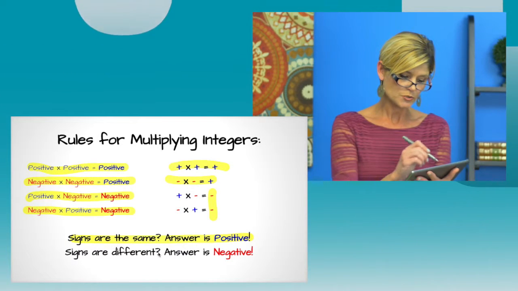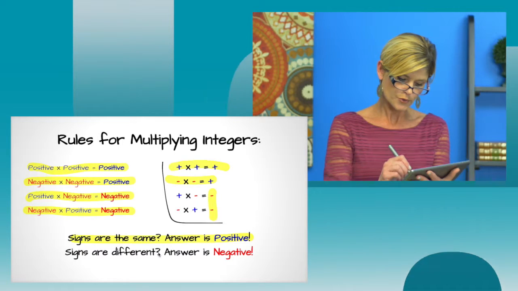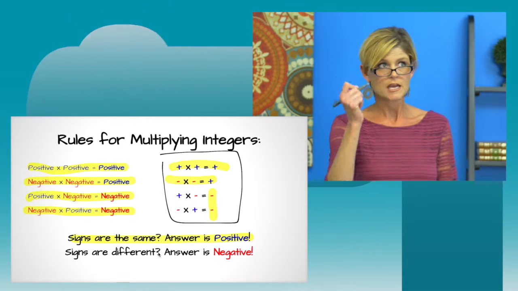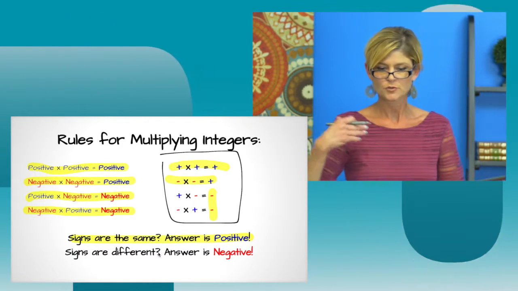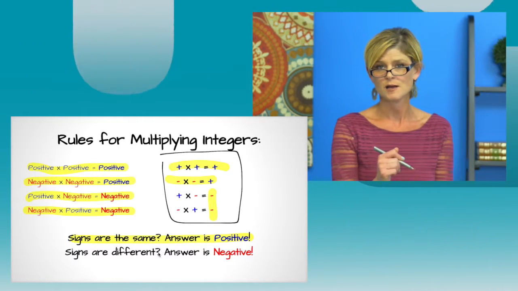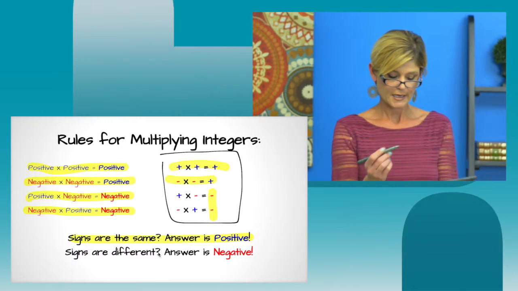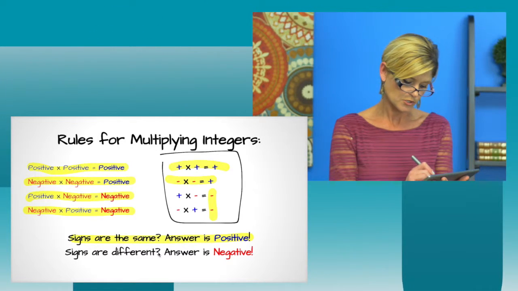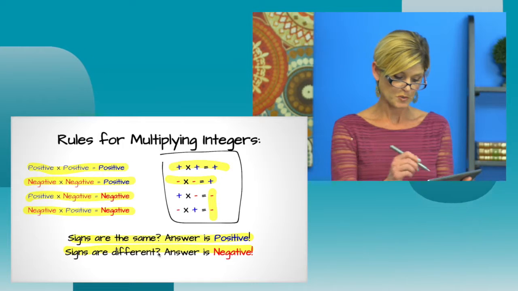So I would encourage you to write this over and over and over again until it's ingrained in your brain. And then when you're doing a worksheet on multiplying integers or anything like that, just write this at the top. It's a great help. And once you get it down, it just makes multiplying integers a piece of cake.